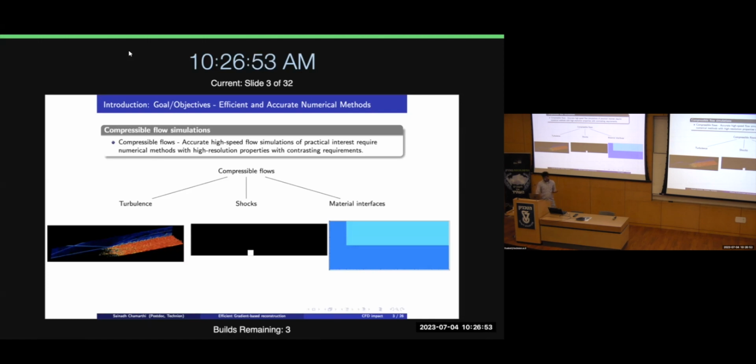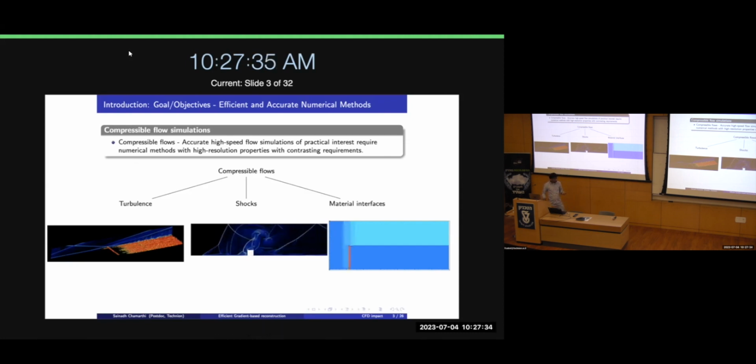For the compressible flow simulations, accurate high-speed flow simulations of practical interest require numerical methods with high resolution properties and contrasting requirements. What I mean by contrasting requirements is that, for example, you're simulating turbulent flows that you need low dissipation. That means you don't want any dissipation so that the turbulence will not be dying out. But on the other hand, if you have shock waves, you need some kind of a dissipation so that you don't get any oscillations. That's a contrasting requirement. You don't want dissipation here, but you need some kind of a dissipation here.